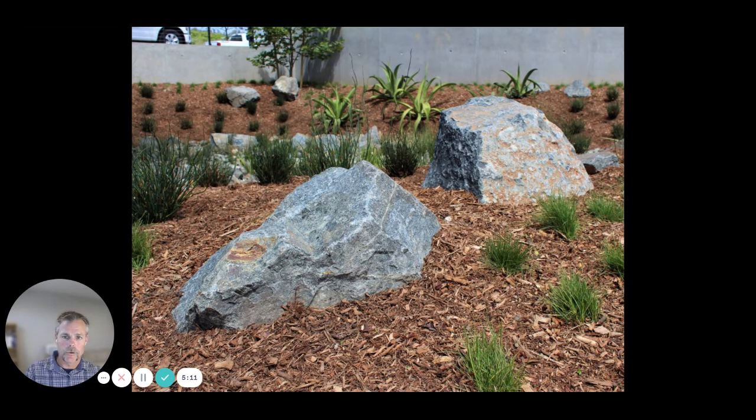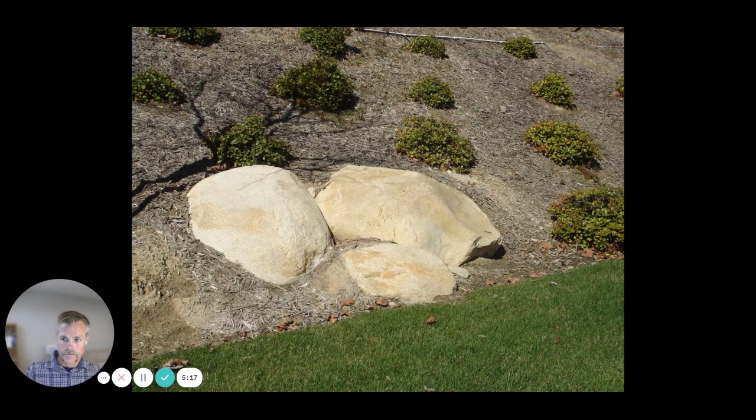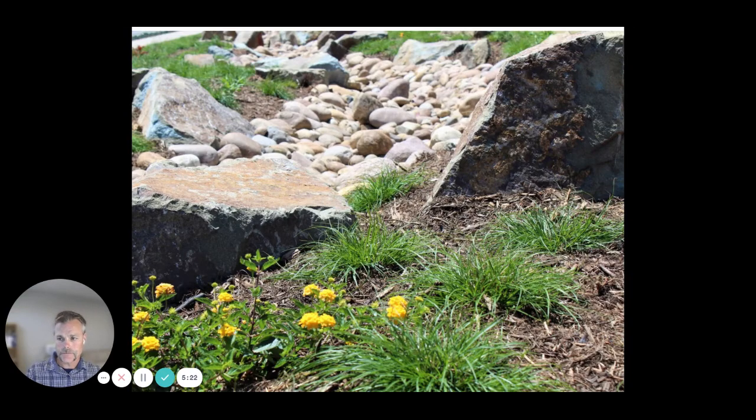A few examples of boulders that were buried a third of the height of the stone and make for a fairly natural look. These pieces here were probably actually buried more than a third.